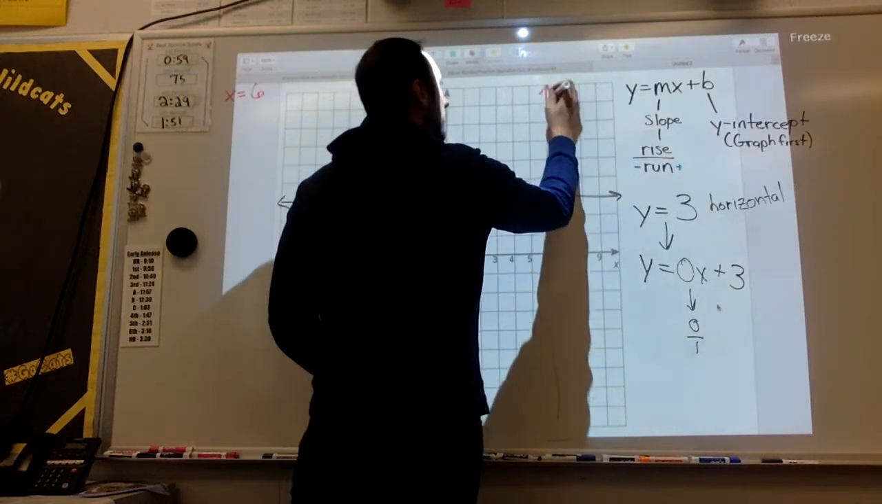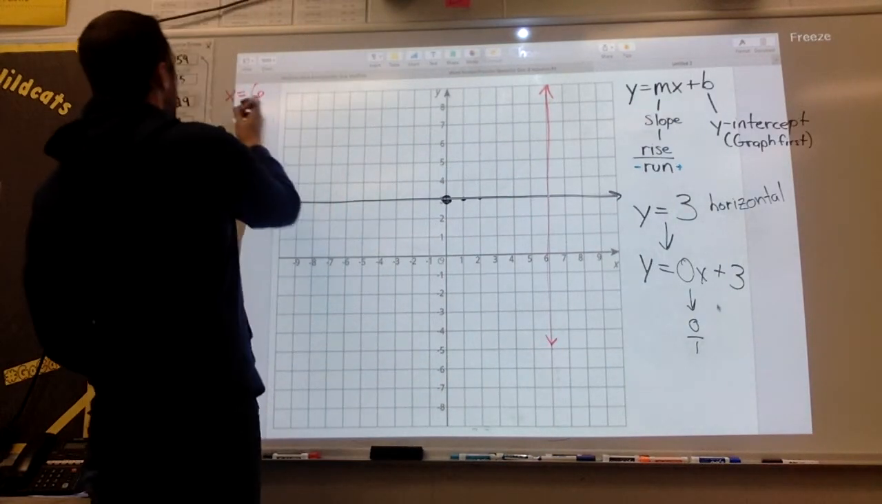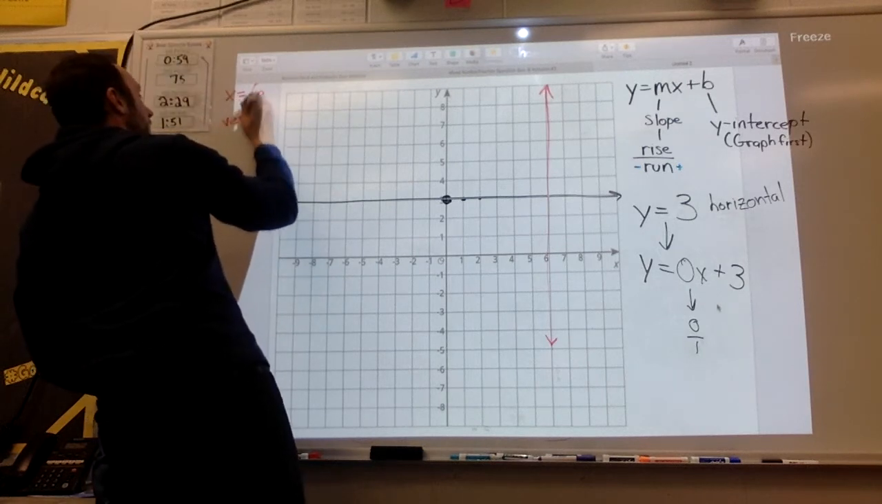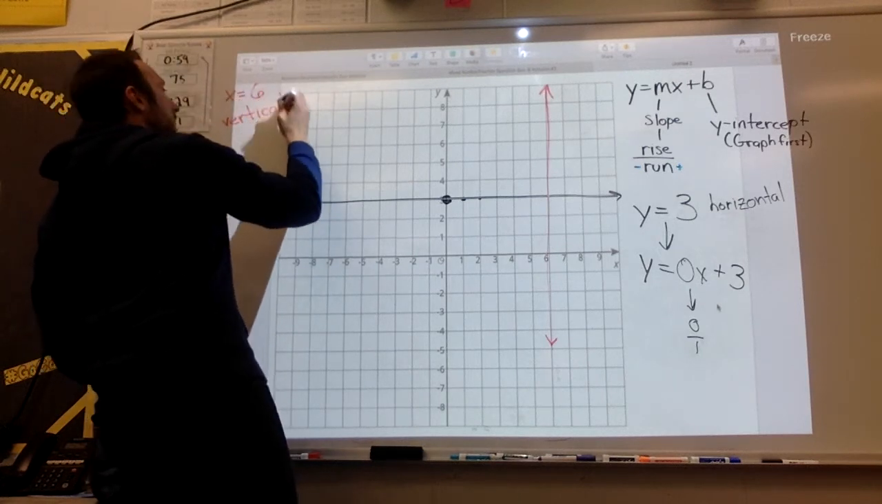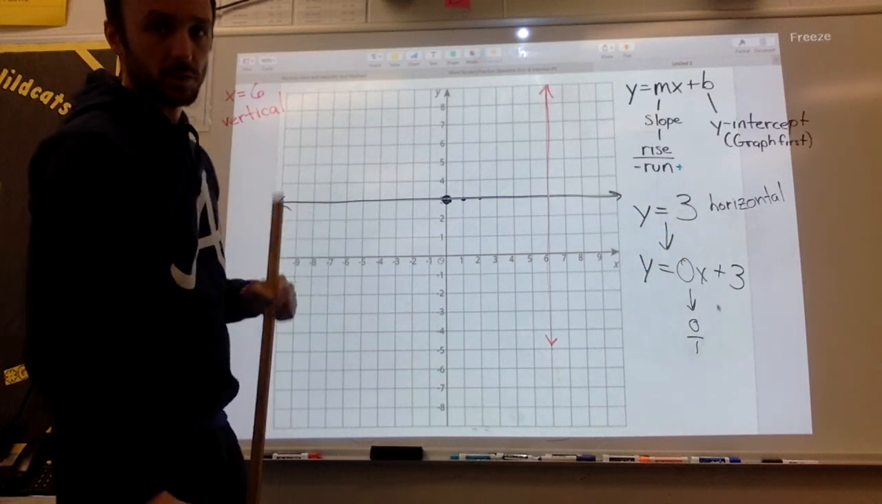So x equals is a horizontal line. That marker's about done for. Cut off right there. Or if I said horizontal, I meant vertical. Sorry, x equals is a vertical line. So y equals is a horizontal and x equals is a vertical.